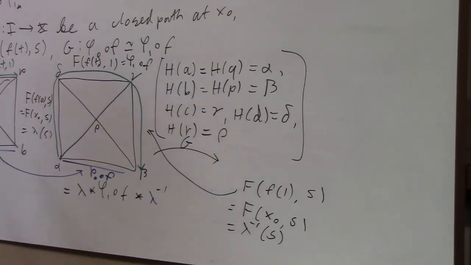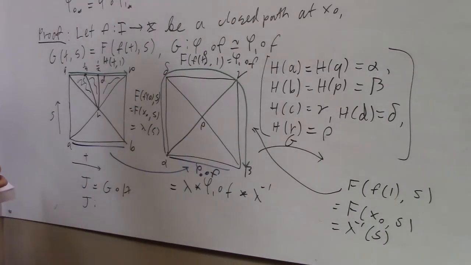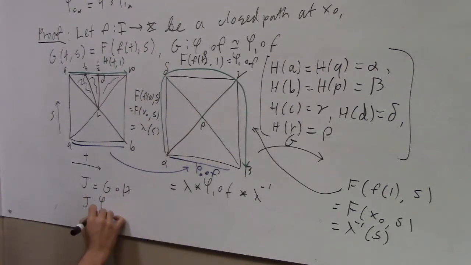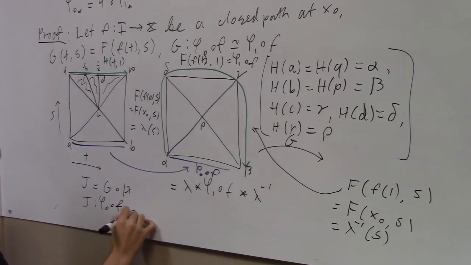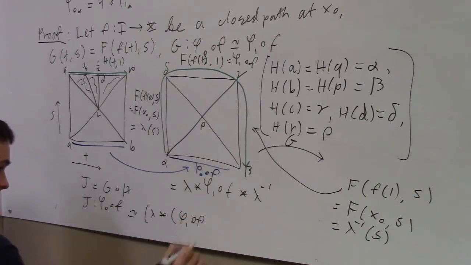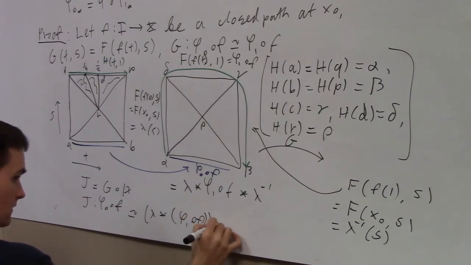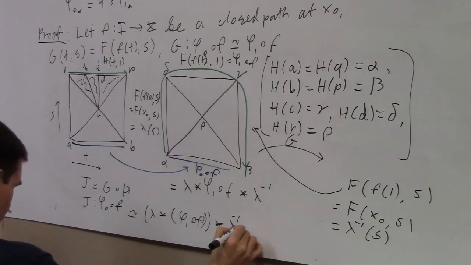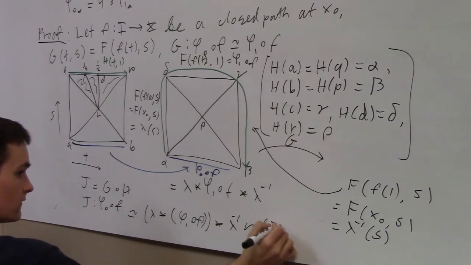So once we define this homotopy J equal to G of H, then we can see J is a homotopy from phi naught of f to lambda joined to phi 1 of f joined to lambda inverse.